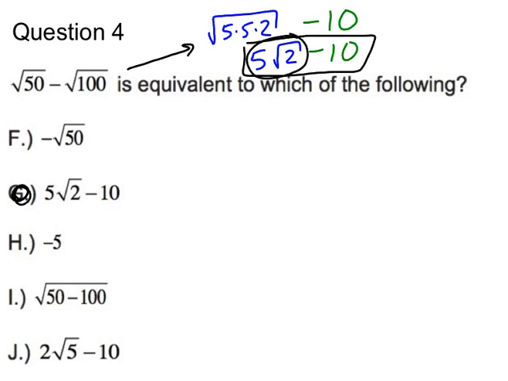Now let's say you didn't know how to do that, however. You could absolutely plug the original into your calculator, get the decimal, and then go through and check each one until you get one that matches. So clearly H wouldn't work when I plug root 50 minus root 100 into my calculator, but I could check the others and see which one works. And it turns out to be 5 root 2 minus 10.